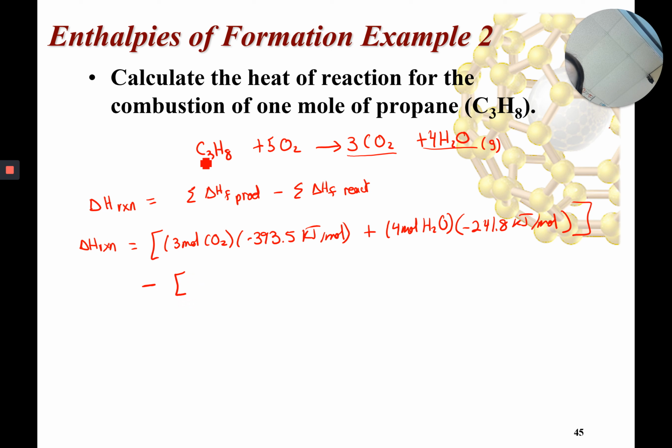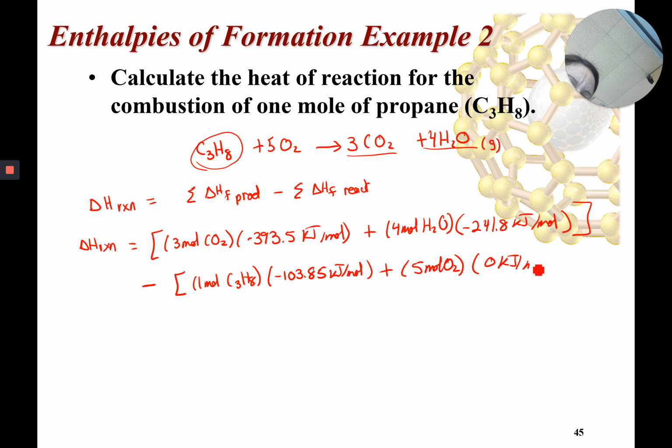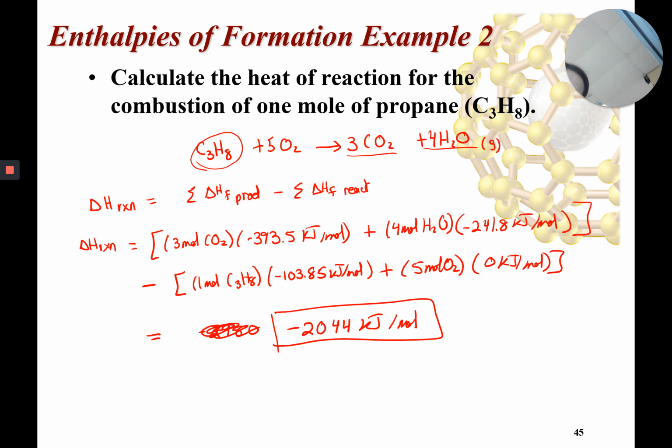Minus my reactants. I have 1 mole of propane. The value for that one is negative 103.85 kilojoules per mole. And then finally I have 5 moles of O2. Value for that is 0 kilojoules per mole because it's an element in its natural state. Add all these up together and you end up with negative 2,044 kilojoules per mole. That's our answer.